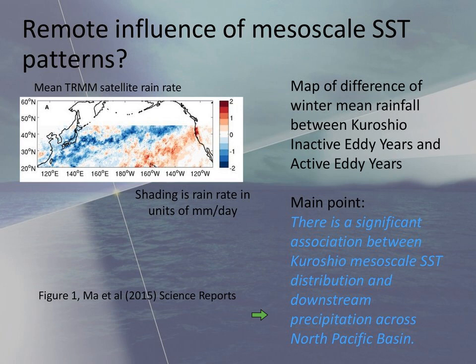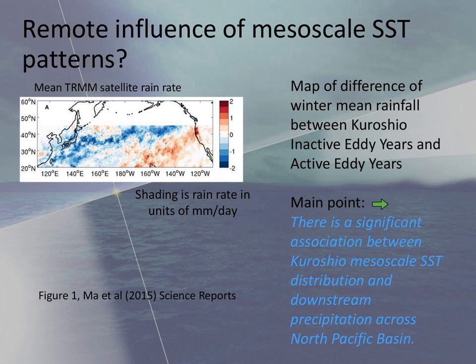And what they did was they took satellite rain estimates over the North Pacific Ocean, and they did a composite based on whether the Kuroshio was in a state of very active eddy, so they had a lot of eddies, or years where the Kuroshio did not have very active eddies, which they called an inactive eddy state. And the top panel shows the difference between those composites, between the active and inactive eddy years. And so you can see that there is actually, in the observations, quite a large difference in rain rates throughout the Pacific Basin between these two years, even influencing the North American coast. So it's actually quite an interesting result.